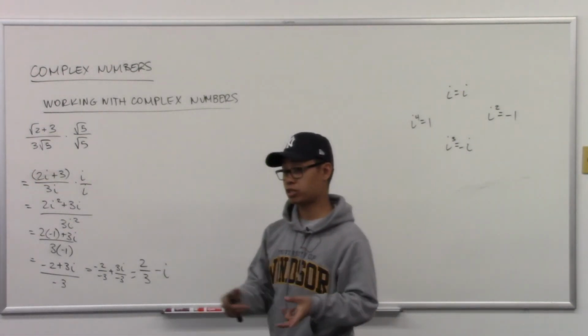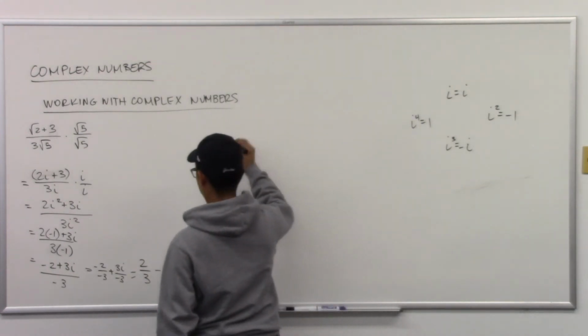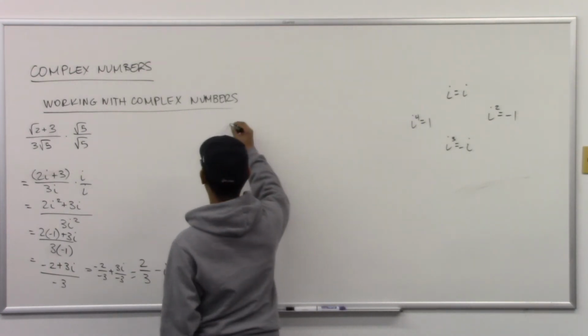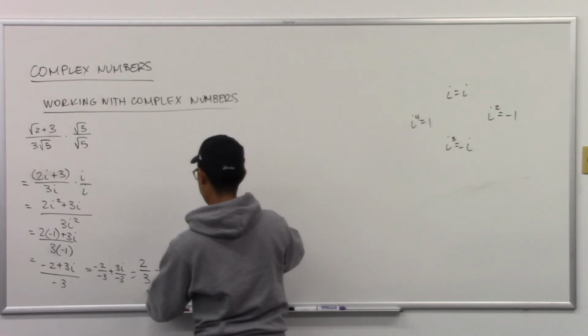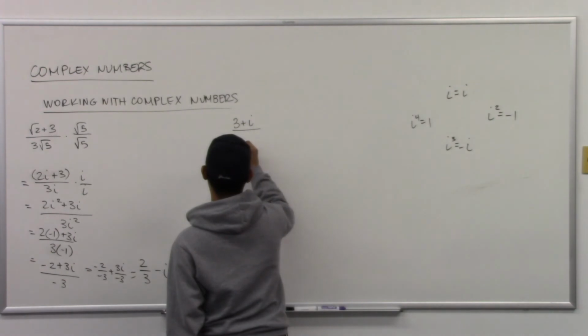The first module is all on complex numbers. So here, what if I have a binomial denominator, like 3 plus i over 1 minus 2i?